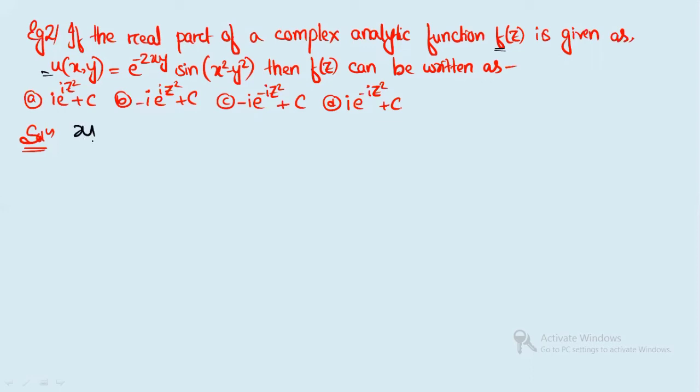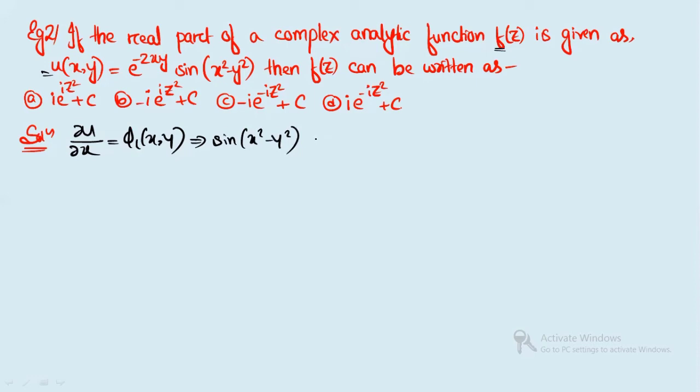So what you will do: first you will differentiate u with respect to x, and that is equal to phi 1 of (x, y). When you do so, we differentiate the entire term with respect to x. So I am keeping sine of (x square minus y square) constant first.